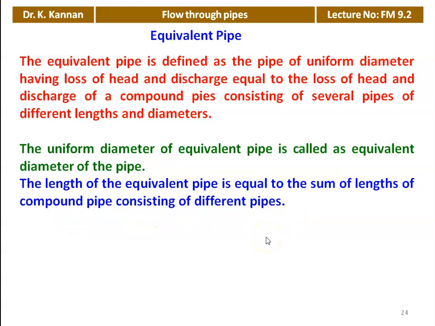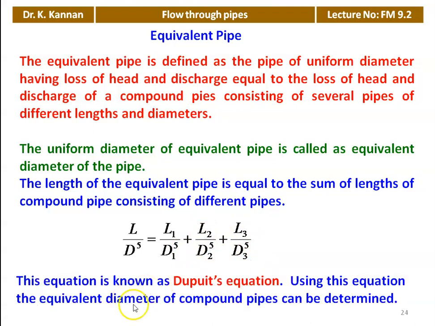So in the previous equation, we have a compound pipe. Instead of having different diameter pipes and different length pipes, we can make it a single pipe. That pipe is called an equivalent pipe. For the equivalent pipe, L by D to the power 5 equals L1 by D1 to the power 5 plus L2 by D2 to the power 5 plus L3 by D3 to the power 5. And this equation is called Dupuit's equation. Using this equation, we can determine the equivalent diameter of the compound pipe. So that is the advantage.